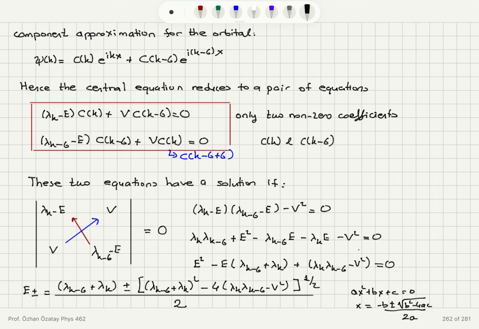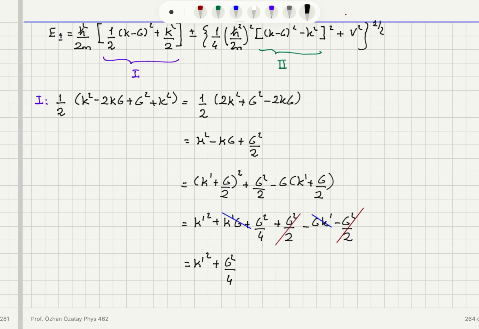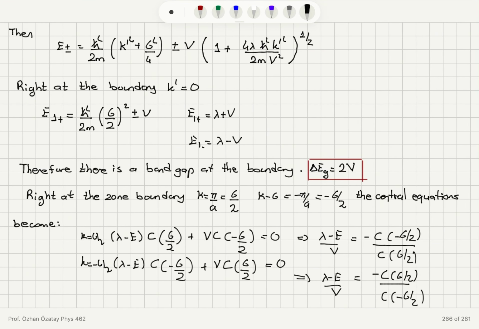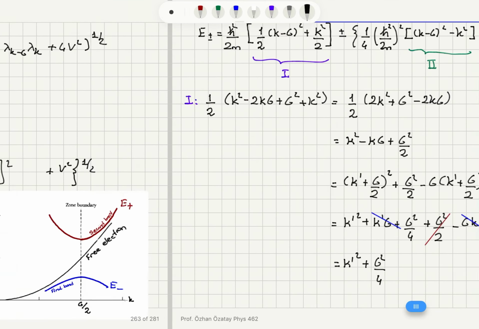And if we look at this case for the central equation, that gives us for the Fourier coefficients this equation, which has a solution when the determinant of the coefficients is 0. And by solving this determinant, we have found that the energy has two possible solutions, lambda plus v or lambda minus v, where lambda is h bar square k square over 2m, and k is plus or minus g over 2 at the zone boundary.